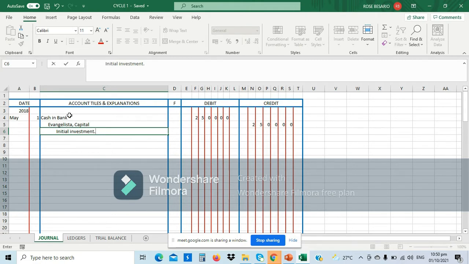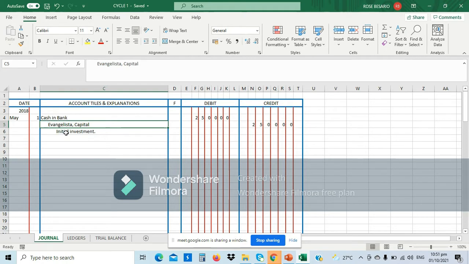Now, notice how I write the account titles and the explanation. Your credit account title should be indented from your debit account title. At the same time, your explanation should also be indented from your credit account title. So observe the indentation. Supposing you would have two debits here, the debits should be aligned, and then you'll have your indentation for your credit account title. Okay, and then we'll proceed to the next transaction.